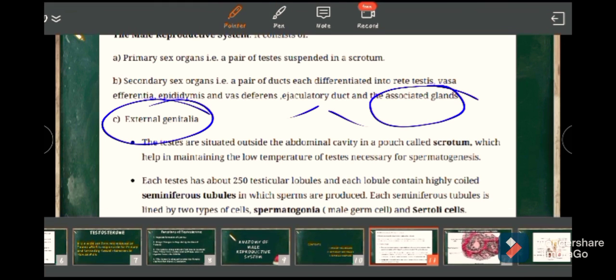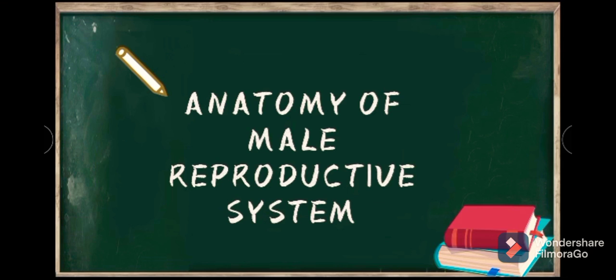Okay, students, so I hope you have understood the anatomy of the male reproductive system well.